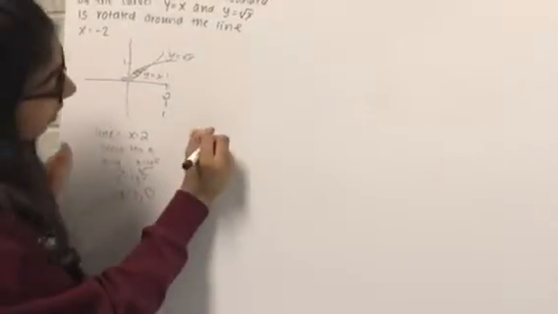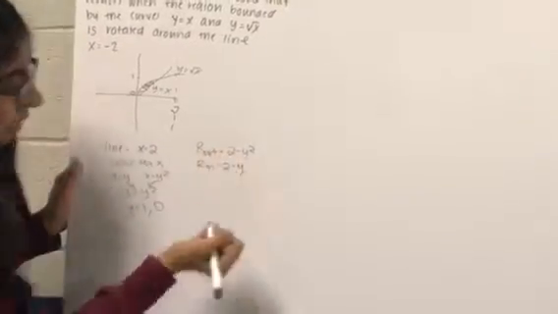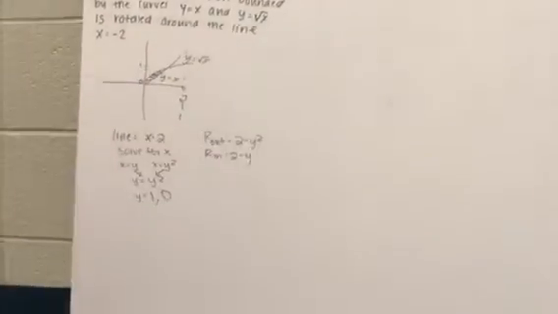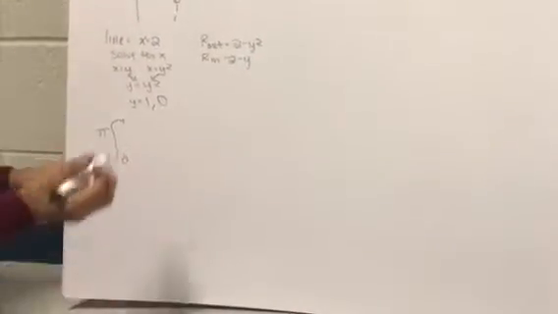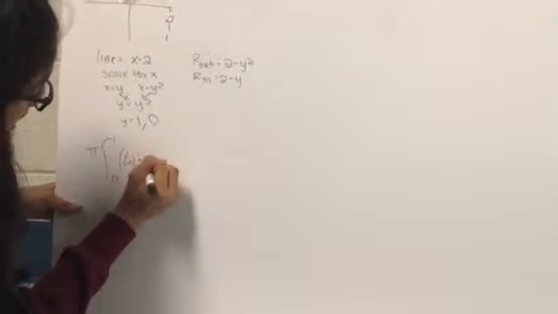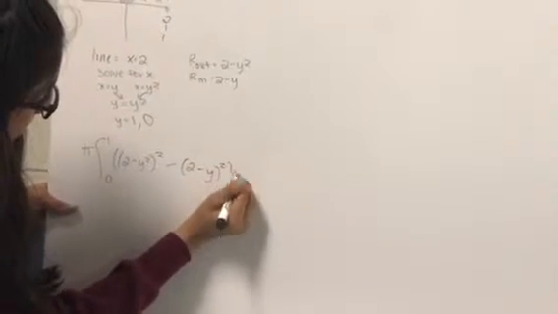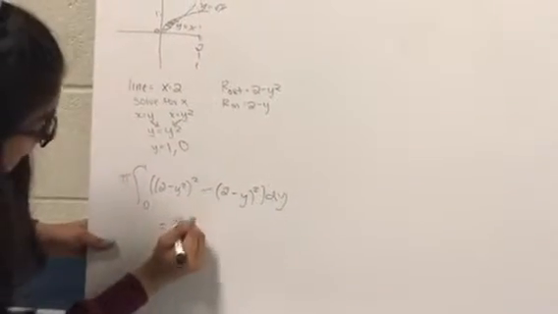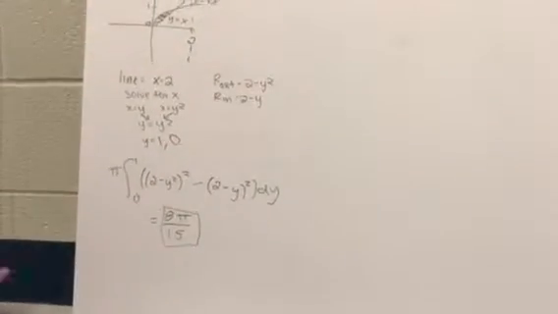So then we want to write our R out, and we do that by doing the line x equals -2, so 2 minus the outer graph, which is 2 minus y squared. And then to write our R in, we do 2 minus the inner graph, which is 2 minus y. Make sure to write it in terms of y when you're writing your R out and R in. So then we plug it into the equation, pi times integral from 0 to 1 of R out squared minus R in squared dy. Doing this, we get 8 pi over 15.